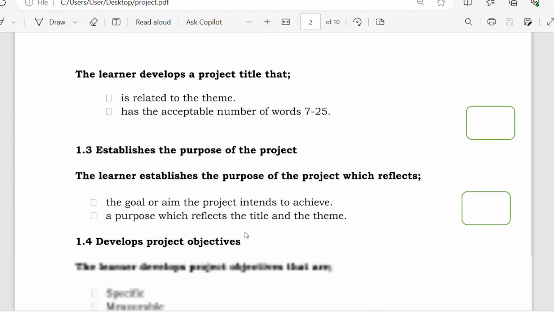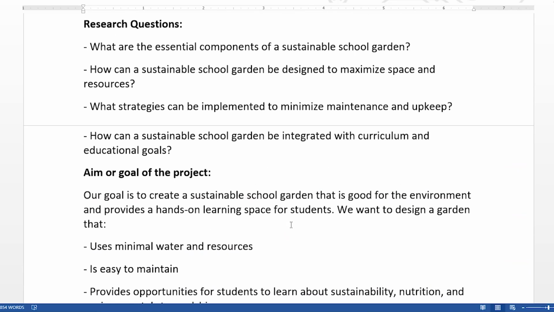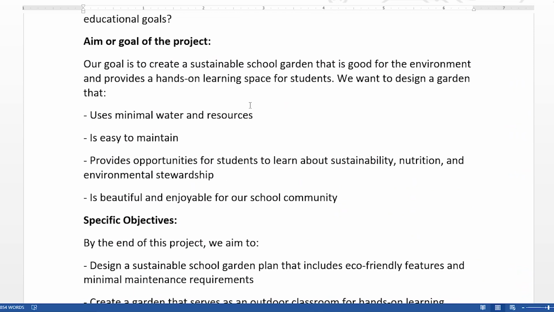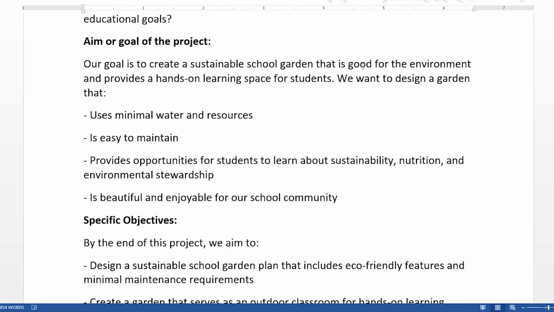Next is establish the purpose of the project. The learner establishes the purpose of the project, what he intends to achieve, and it should reflect the title and the theme. If you look at this purpose, our purpose is to create a sustainable school garden that is good for the environment. Our theme is conserving the environment, so the garden is supposed to be good for the environment. It has already reflected the theme, and even the title is reflected. So that is our purpose.